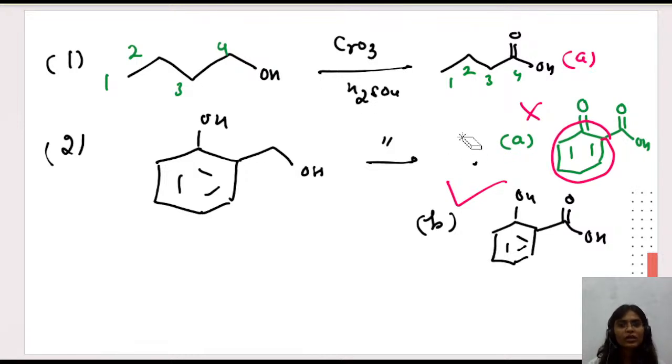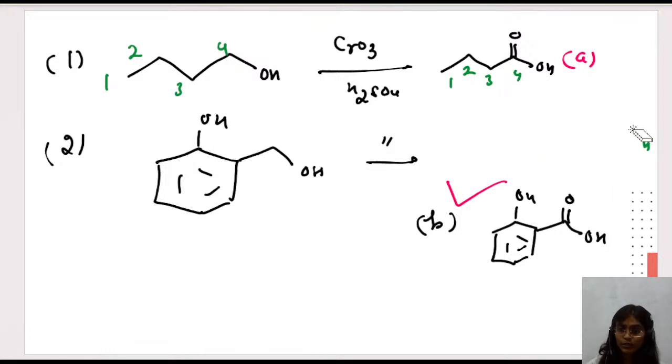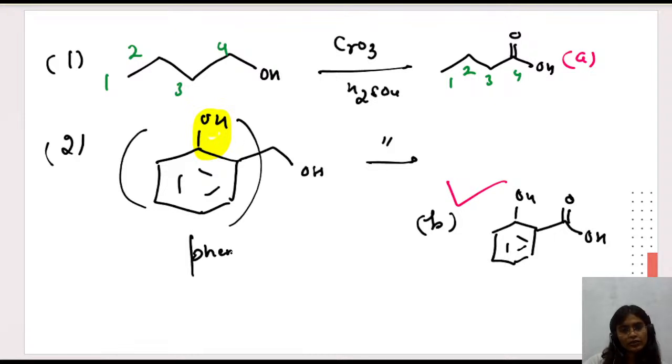Okay, so what is CrO3? It is going to convert the primary alcohol into the carboxylic acid if it is connected with this. Or you can make a note: it is not going to convert the phenolic OH. It's a phenol part, so phenolic OH does not participate in the reaction. Okay, let's see the third question.